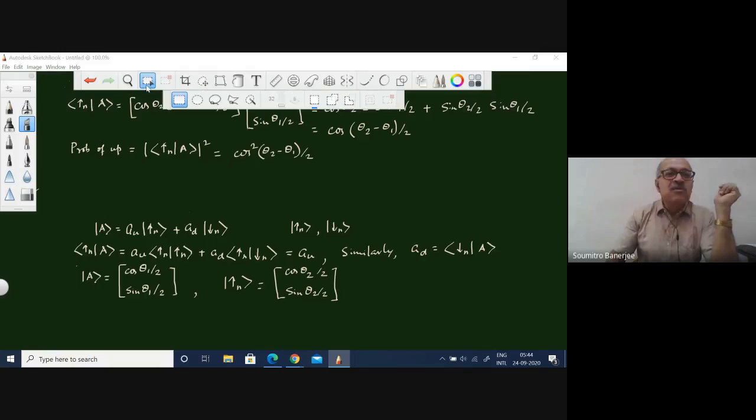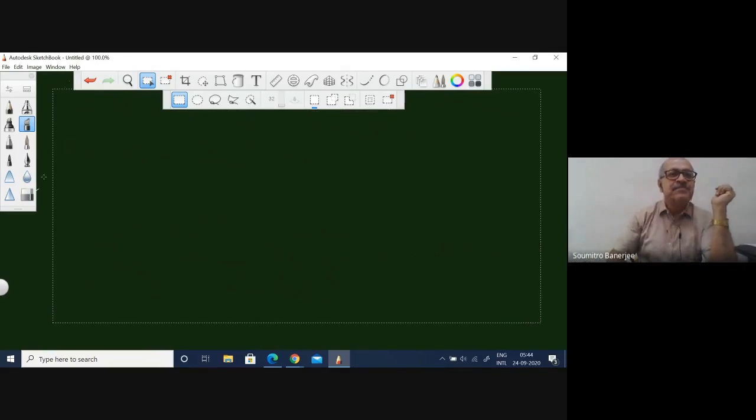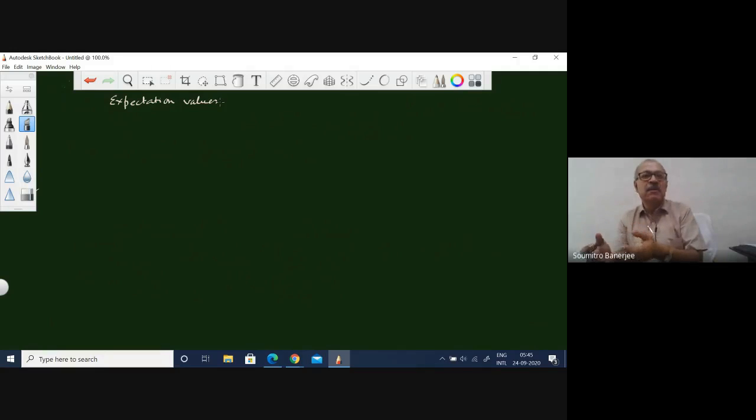Okay, so let's continue. Let me delete this. Let's continue. We would also like to calculate the expectation values. The expectation value of the spin angular momentum. You know that some of these particles will ultimately be observed with a spin angular momentum plus h cross by 2, and some of these will be observed with a spin angular momentum minus h cross by 2. So what is the expectation value of spin angular momentum?